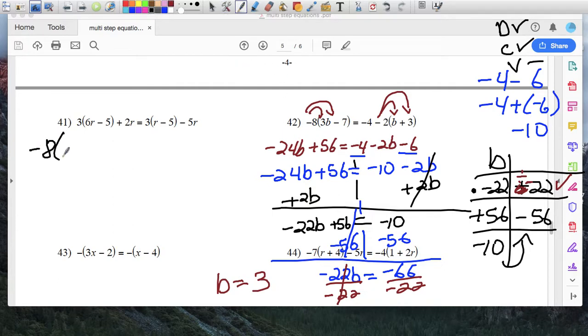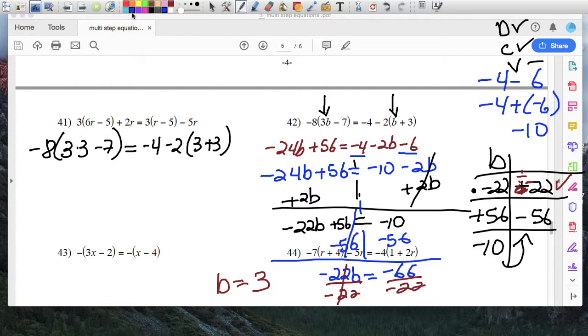I got negative 8, 3 times 3 minus 7, right? So I'm replacing this b and this b with 3. So equals negative 4 minus 2 times 3 plus 3. Let's take these two expressions and see if they're equal to each other. So negative 8, and inside the parentheses I have positive 3 and positive 3. So that's 9, right? 3 times 3 is 9. What's 9 minus 7? 2. So that's all I have left over there.